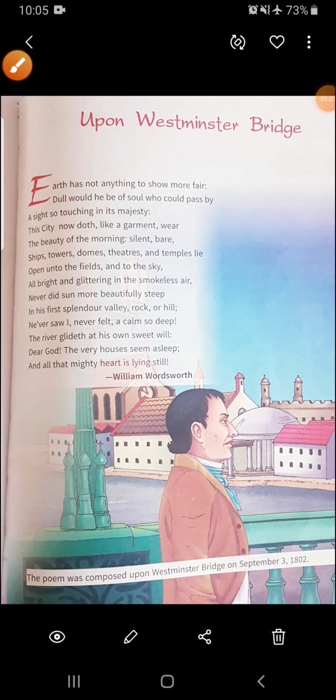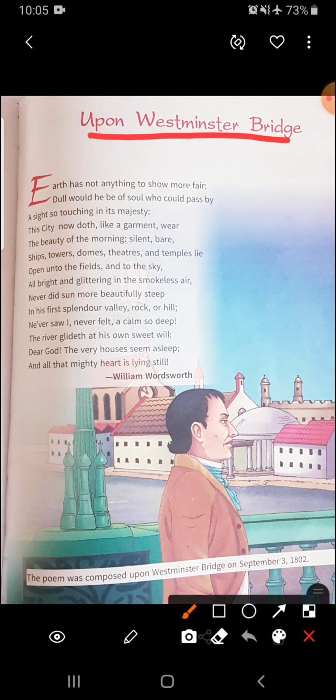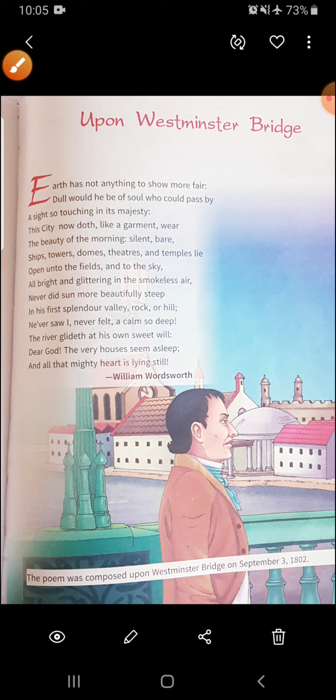Hello, class 7. This is your poem upon Westminster Bridge in your literature book, given on your page number 101. This is the last poem, or you can say the last thing that we are doing in your literature part. The 2 chapters are completed and we are done with the literature course. Alright, so let's see what is there in this poem.